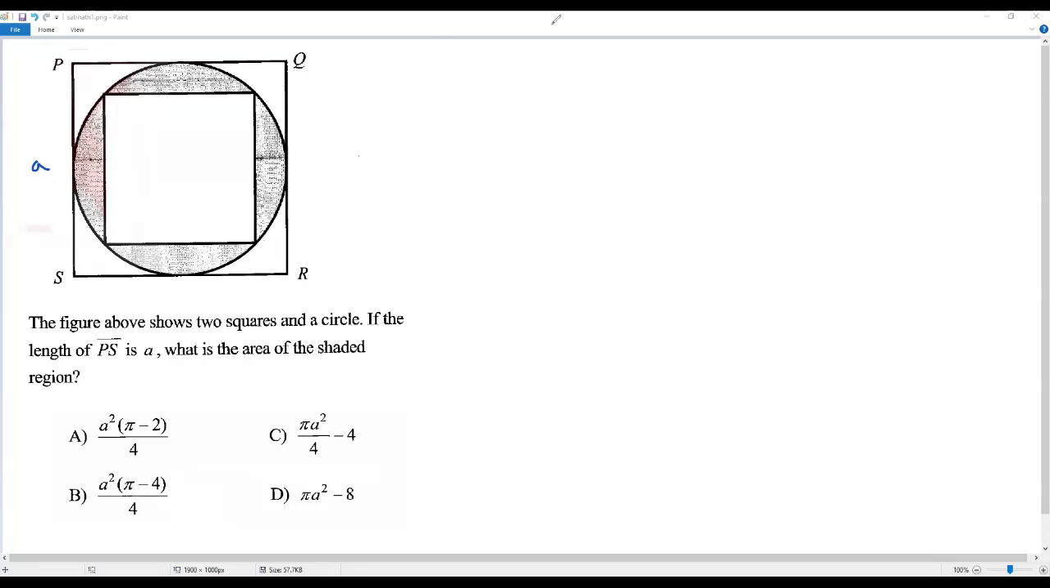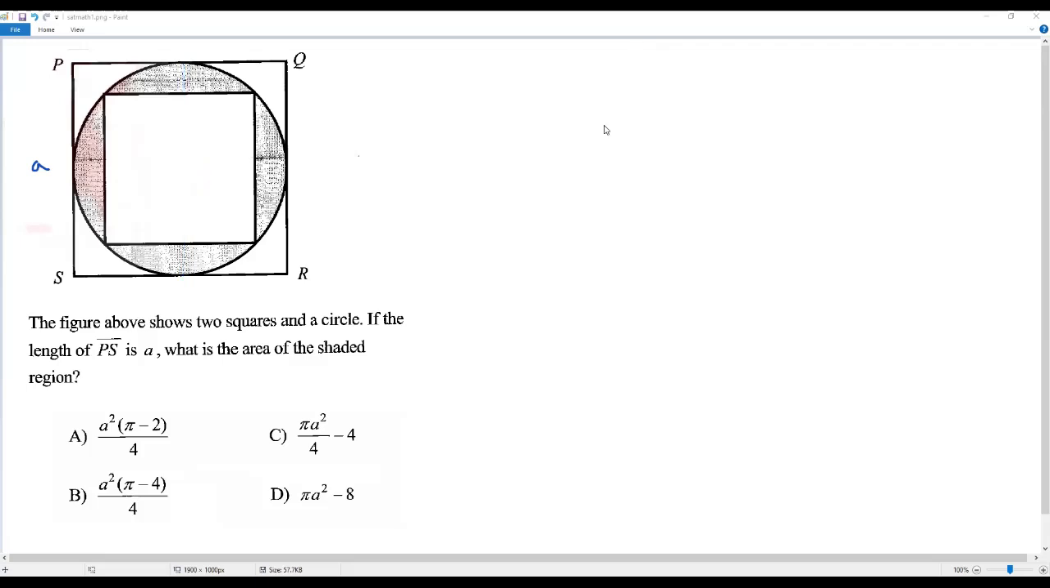Okay, now let me draw the diameter of the circle over here. So here I've drawn the diameter clearly. The diameter is parallel to one of the sides, that is the side PS of the bigger square. Since the length of this side of the square is A, the diameter is also A. Then what is the radius of the circle? The radius has to be half of the diameter, that is half of this A, that is A divided by 2.